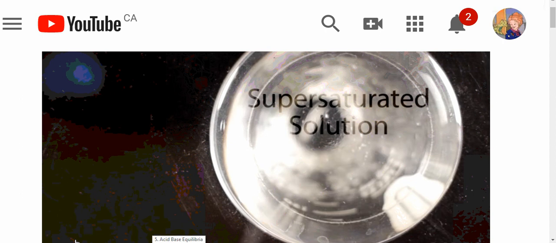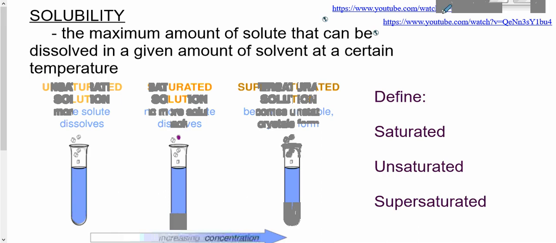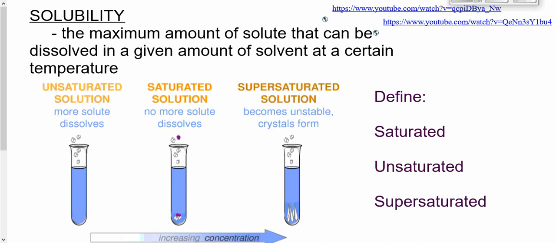So the solution you see on your screen here is supersaturated, and you will see that if I pour in just one crystal, there's the one crystal in, all of a sudden many crystals start to precipitate out. I've included links here to a couple of videos that you can look at, and I'll post them below the video so you can go back and watch them in their entirety after this one.